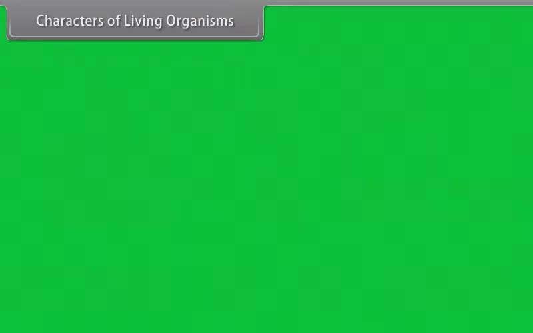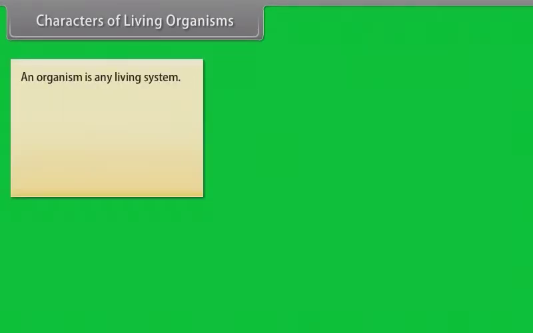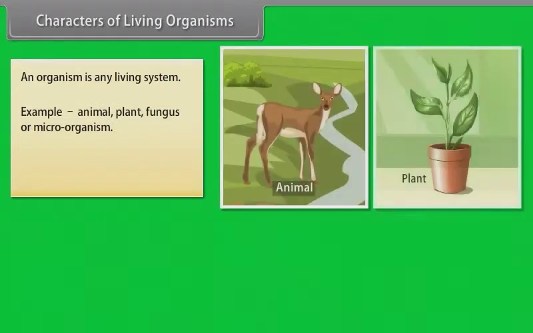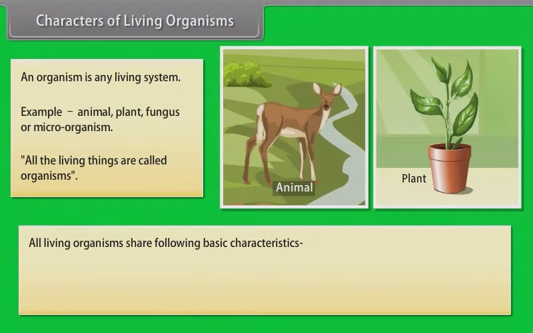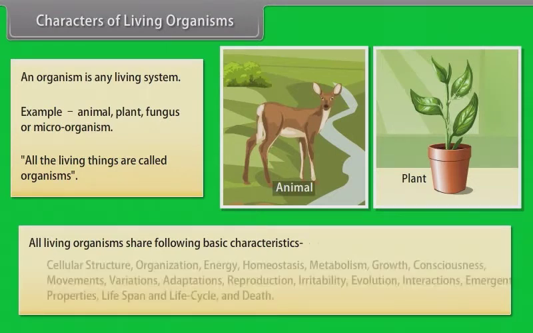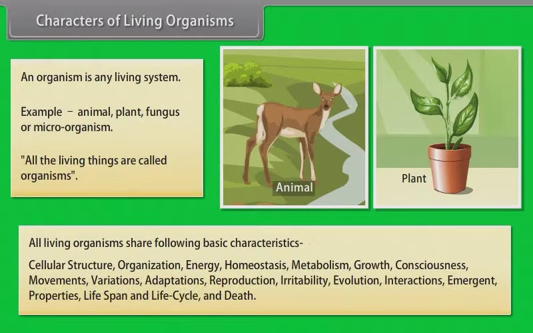Characters of living organisms. An organism is any living system, for example, animal, plant, fungus, or microorganism. All the living things are called organisms. All living organisms share the following basic characteristics: cellular structure, organization, energy, homeostasis, metabolism, growth, consciousness, movements, variations, adaptations, reproduction, irritability, evolution, interactions, emergent properties, lifespan and life cycle, and death.